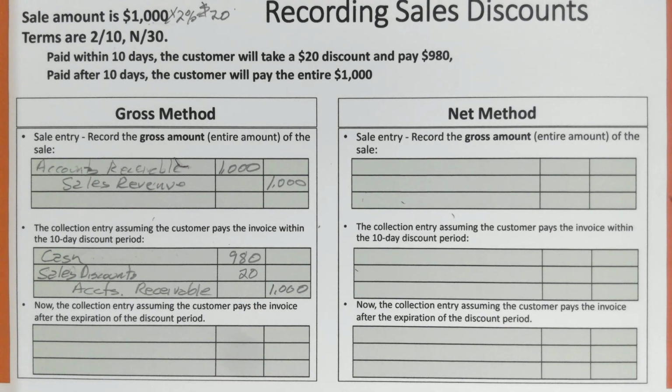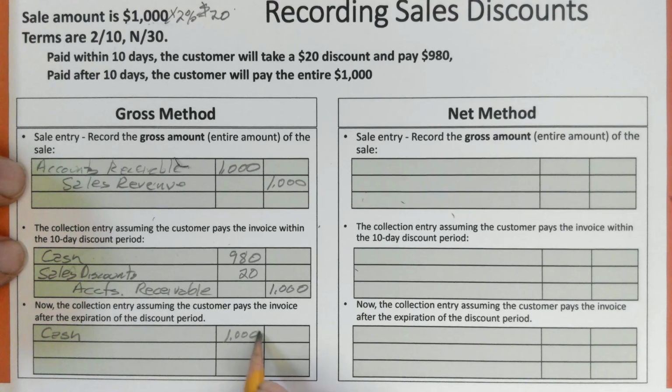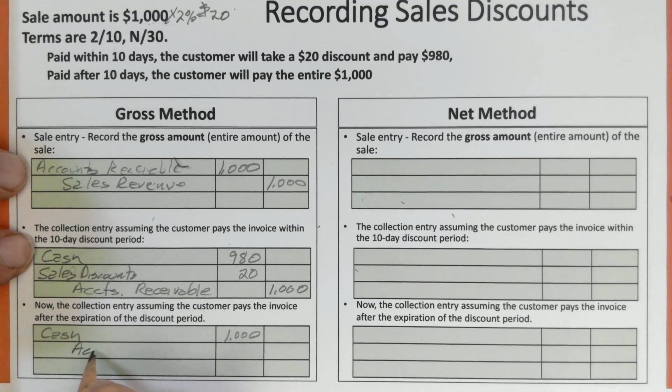Now, what would happen if the customer misses the discount? Well, if the customer misses the discount, that's easy. All you've got to do is debit cash for the full amount that they pay, which is going to be the $1,000, and then we're going to credit accounts receivable for the same $1,000. There you go.